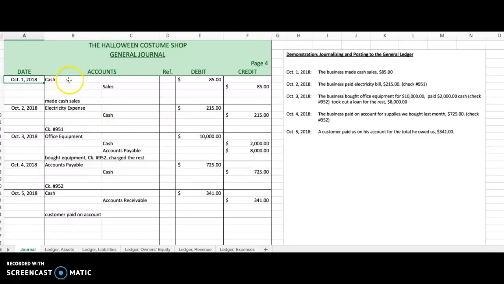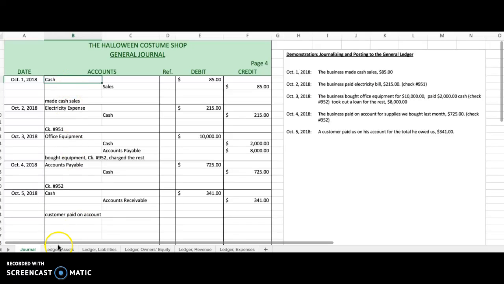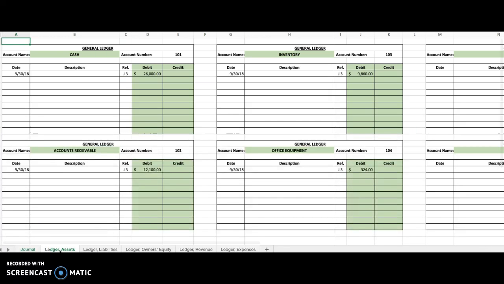October 1, we have cash sales, and when we post it, we look at the first account indicated in the journal, and this is cash. We find it down below in the ledger, and you see the tabs down here: assets, liabilities, owner's equity, revenue, and expense corresponds to the accounts in the ledger. We know cash is an asset, so we go to the asset section, we find cash, and we begin to post. First of all, we put in the date, October 1, and this was a debit of $85. So if it was debited in the journal, it's debited in the ledger.